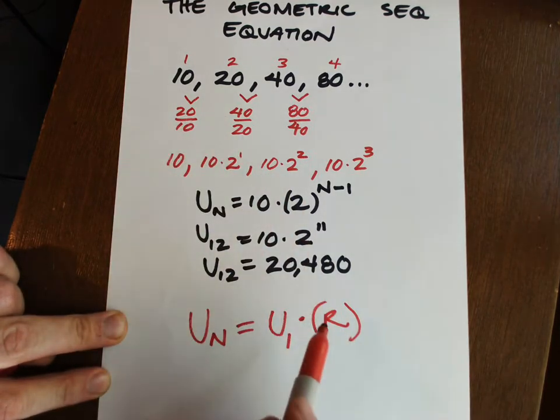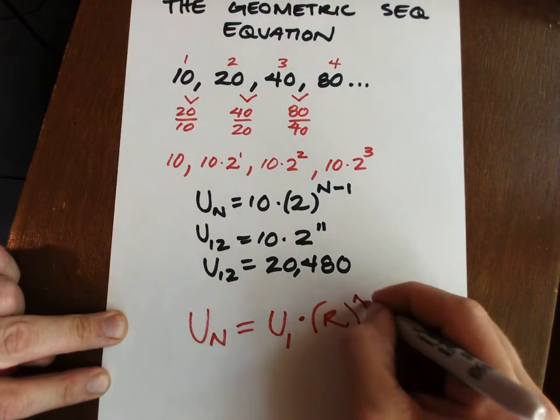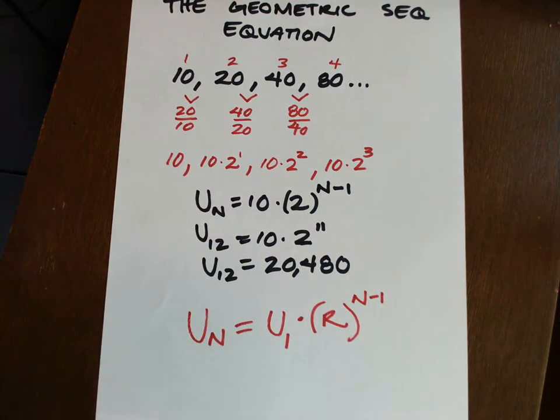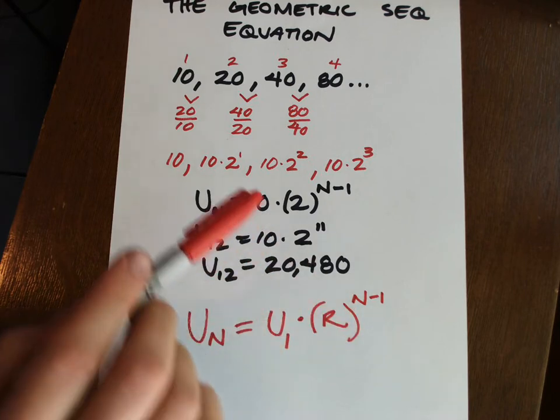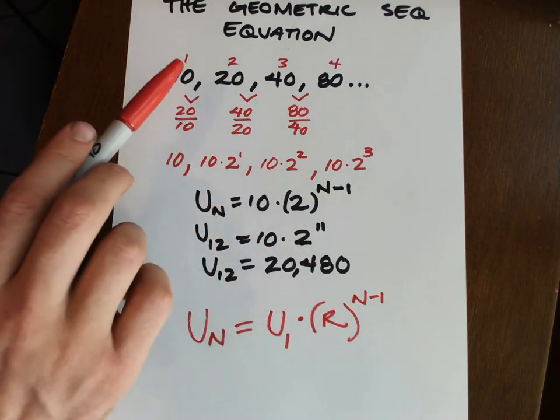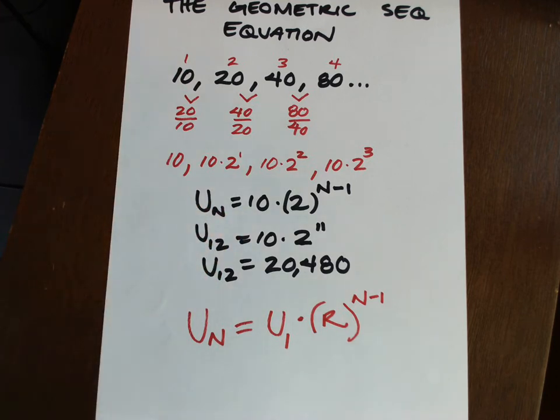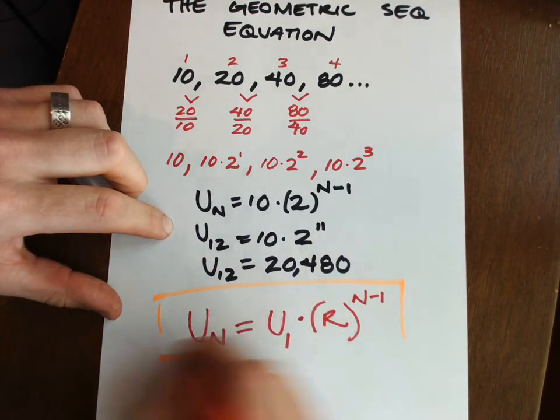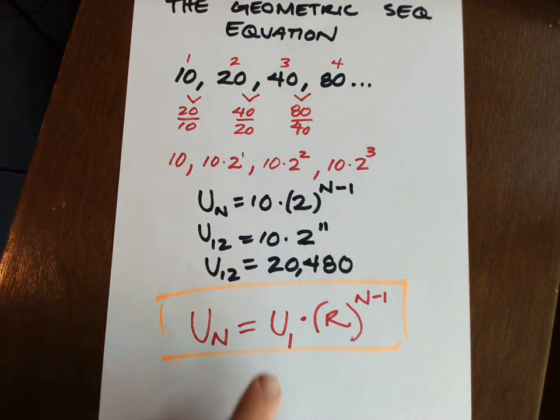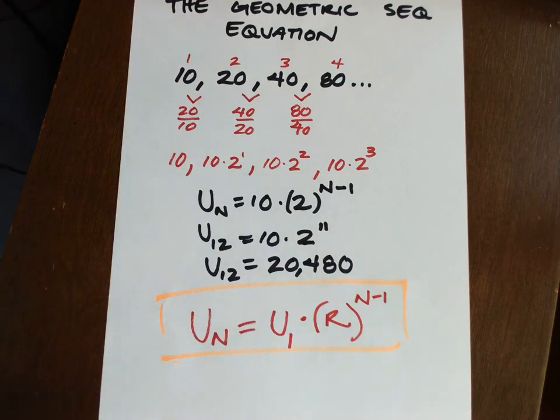And so we're going to use the letter R to represent ratio, and then n minus 1 because the count is off. And the reason why the count is off is because we start at 1 as opposed to 0. And so that has to be factored into the whole equation. And so this is the one that we're going to use for the next part, establishing geometric sequences.